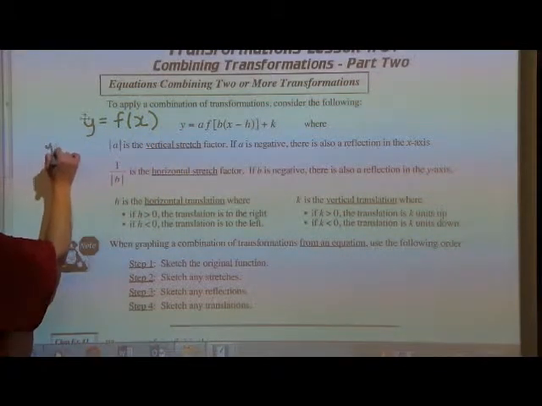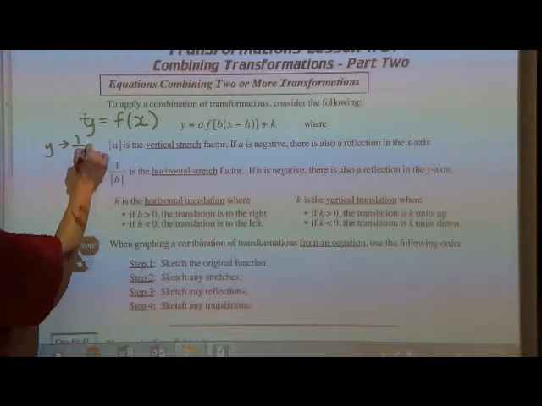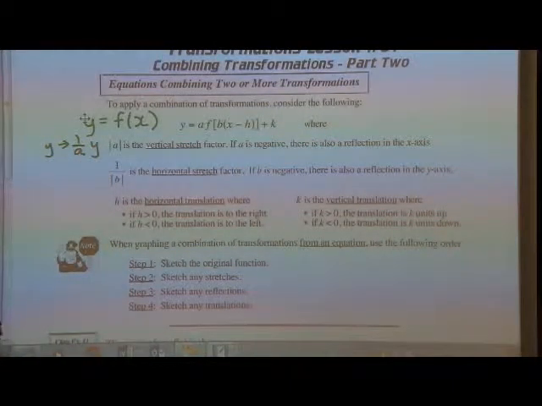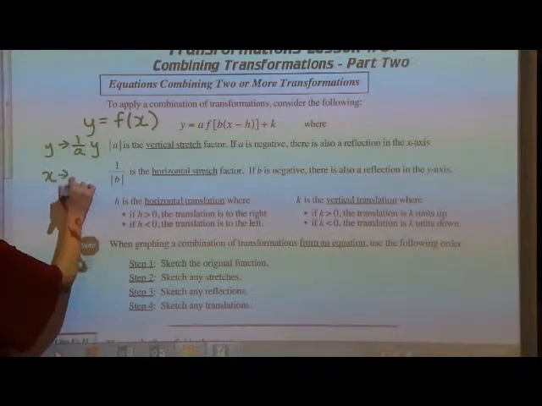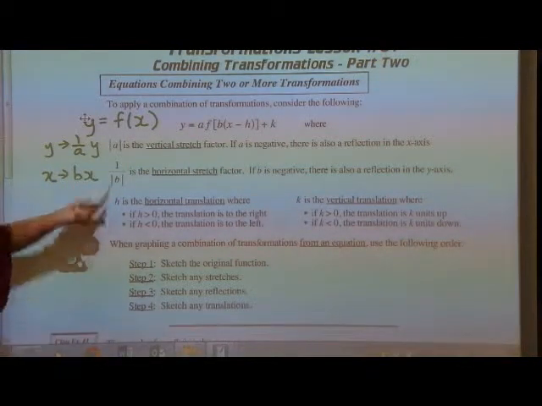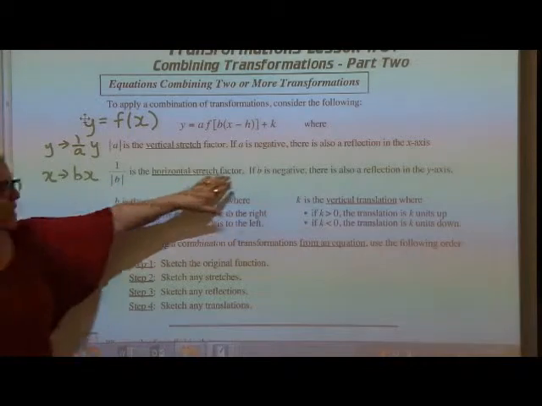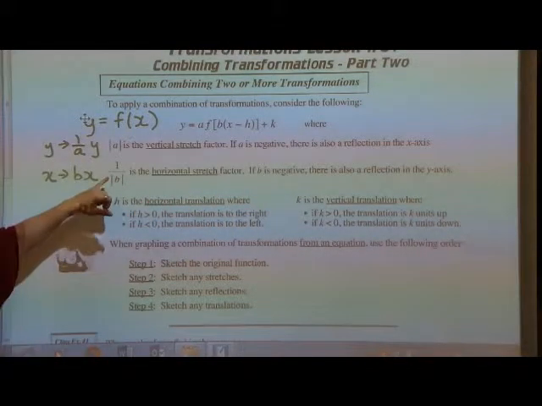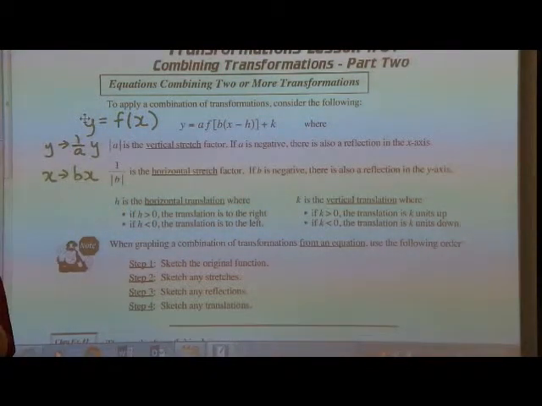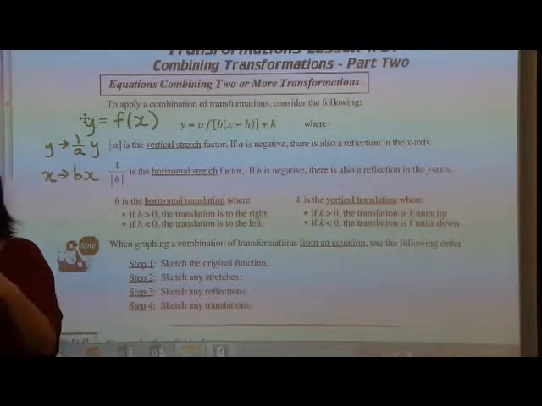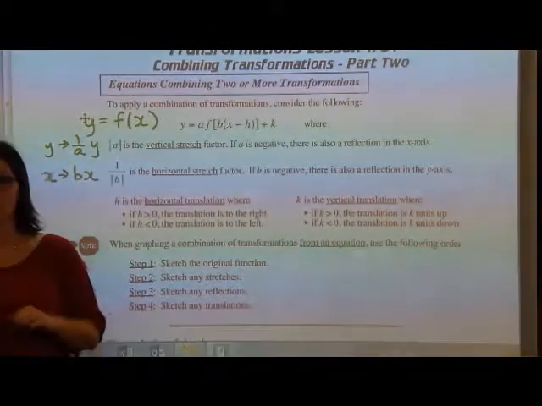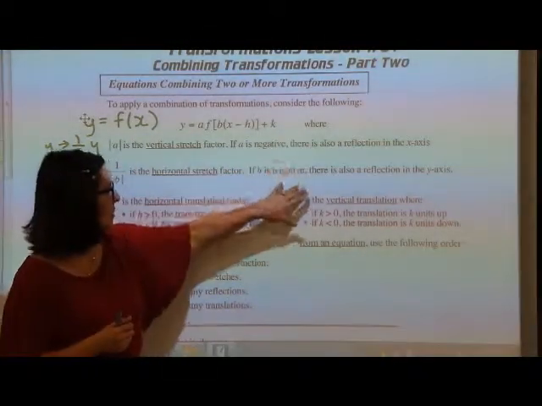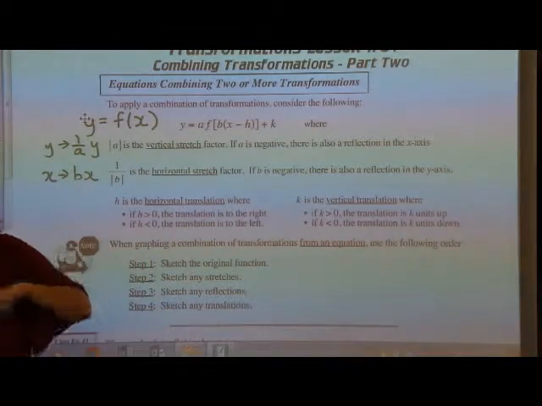My replacement would have been y with a 1 over a times y. With my b, my replacement, I'm replacing x with a b times x. So I get a 1 over b stretch factor. They're written as absolute values because the stretch factor is always given as a positive value. If that number is negative, we split it and we have a stretch and we have a reflection. So that's this next part, if a is negative and if b is negative.